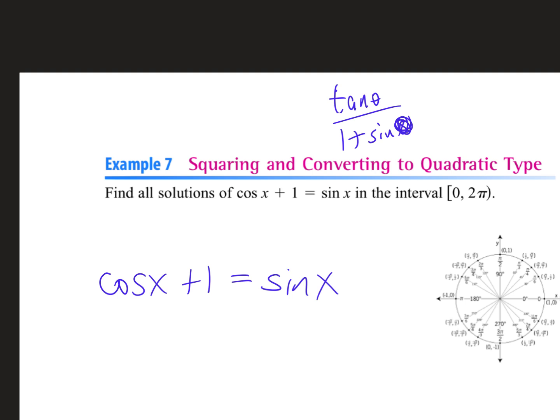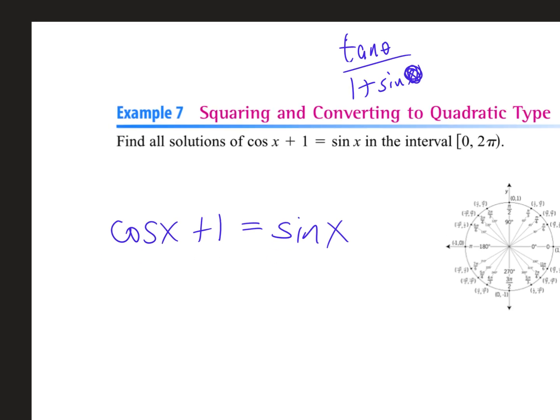This is a special case. You guys probably won't see this much. I think there is one or two on your web assign. But when you start off with two different trig functions and it's attached to a plus or minus 1, this will always work if you square both sides, because you will create an identity. Let's square both sides. Just leave it as it is and square both sides.